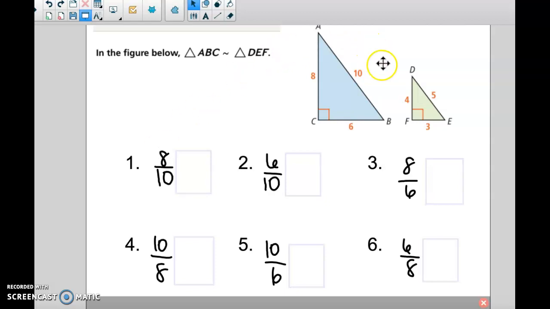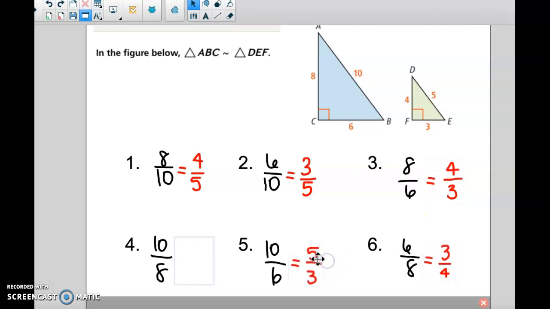Maybe you also wrote ratios for triangle DEF. So perhaps a ratio that you wrote for triangle DEF was 4 over 5. Did anyone notice that that's the simplified version of 8 over 10, right? 8 over 10 is 4 over 5. 6 over 10, did we write 3 over 5, right? And notice it's the same connection between the sides, 6 over 10, 3 over 5. Maybe you also wrote 4 over 3, 3 over 4, 5 over 3, and 5 over 4. So those are all of the possible ratios that you could have written for that problem of the day.